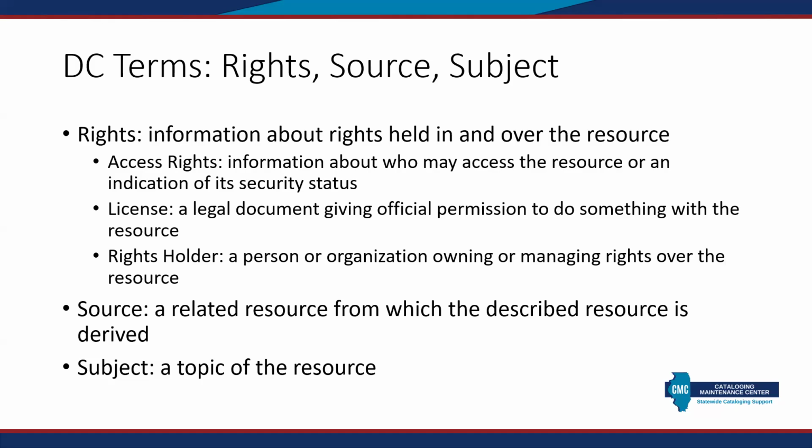Rights is information about rights held in and over the resource. Access rights is information about who may access the resource or an indication of its security status, such as database materials that can only be viewed by students of a specific university or classified materials. License is a legal document giving official permission to do something with the resource. Rights holder is the person or organization who owns or manages rights over the resource. Source is a related resource from which the described resource is derived, and subject is a topic of the resource.